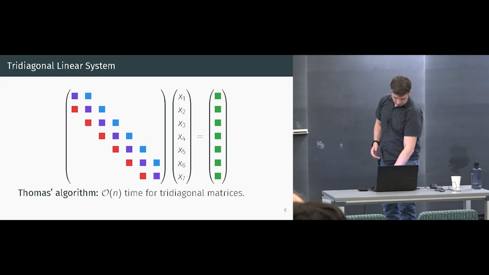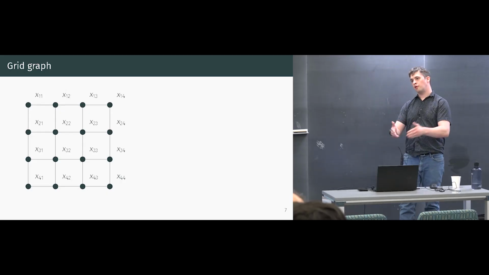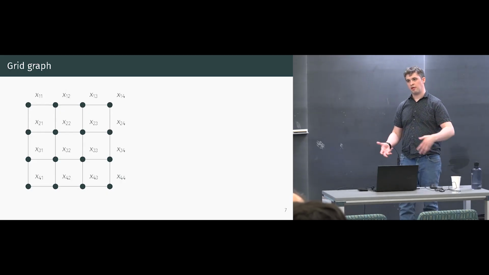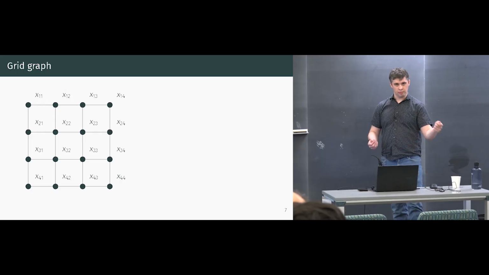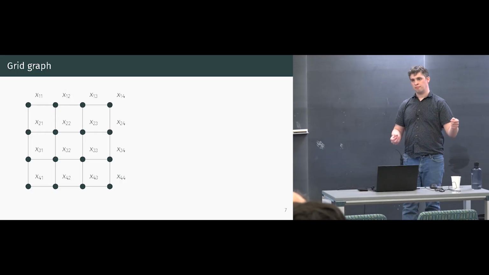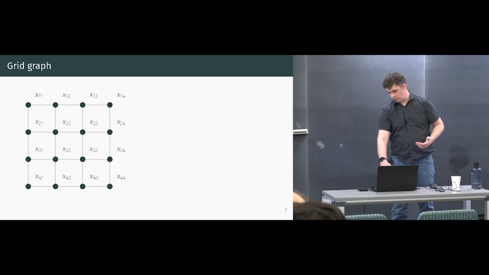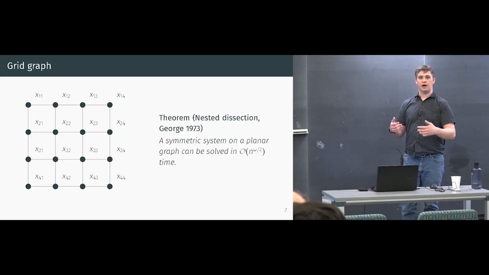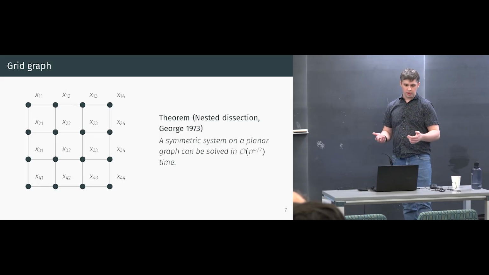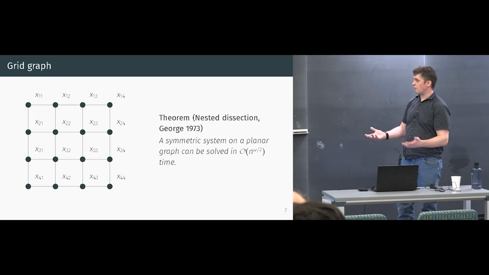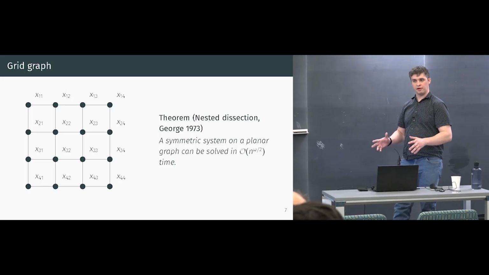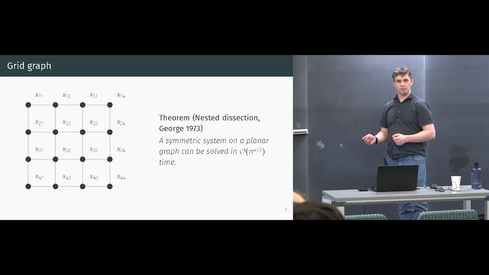Okay, a little generalization of that. What if I went from a one-dimensional grid to a two-dimensional grid with the same sort of system, a variable at every vertex and local constraints on the neighborhood of a vertex? Well, in that case, there's an entirely separate algorithm, nested dissection, which solves this system, and indeed any planar linear system, in n to the omega over 2 time. So a clean quadratic improvement over a similar dense system of the same size, right?